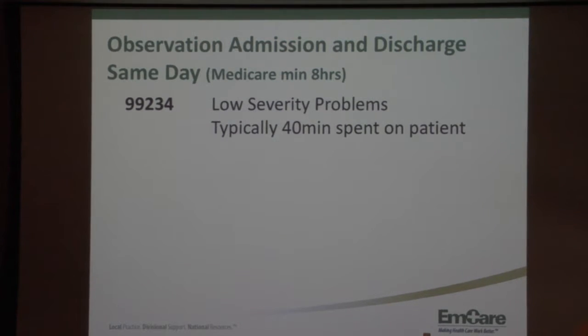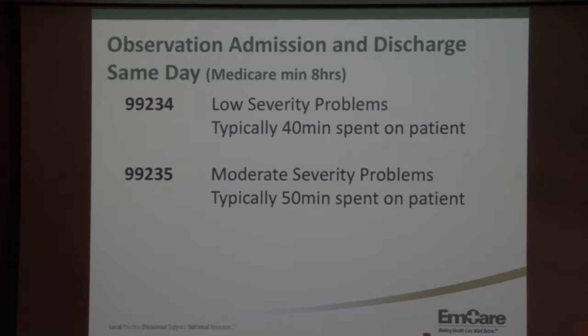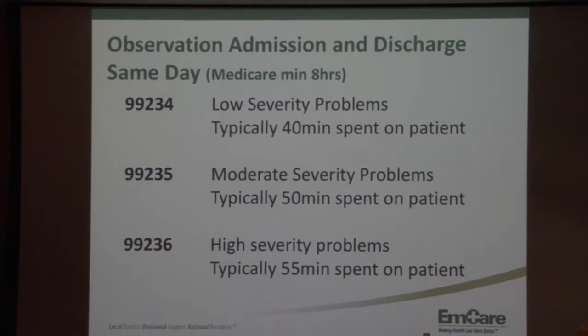So the different levels of service. 99234 actually would correspond to a level 3 patient greater than 2 hours of service in the emergency department. 235 would correspond to a level 4 patient greater than 2 hours in the emergency department. 236 corresponds to a level 5 patient greater than 2 hours of service in the emergency department. So moderate and severe correspond with level 4s and 5s.